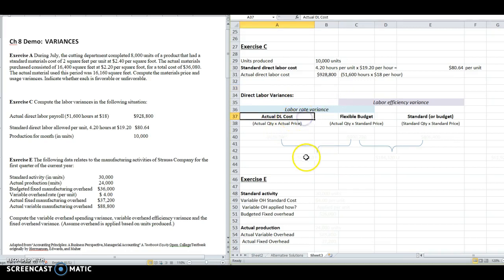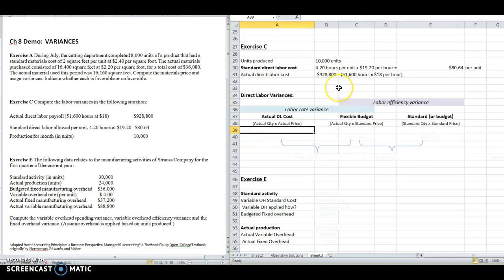We need to know the actual direct labor cost. We need to know the flexible budget, which is the actual quantity at the standard price. And then we need to know the standard or the budget. With those three pieces of information, we can calculate both variances. We're doing a labor rate variance and a labor efficiency variance. So let's talk about the labor rate variance first. That's going to compare the actual direct labor cost to the flexible budget. Here, the quantity stays the same, just the price is different.